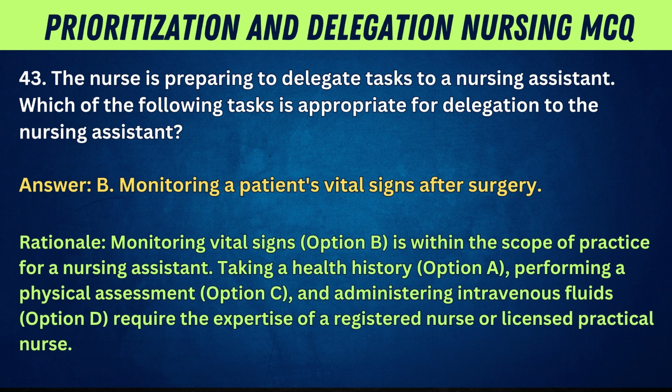Rationale: Monitoring vital signs, option B, is within the scope of practice for a nursing assistant. Taking a health history, option A, performing a physical assessment, option C, and administering intravenous fluids, option D, require the expertise of a registered nurse or a licensed practical nurse.